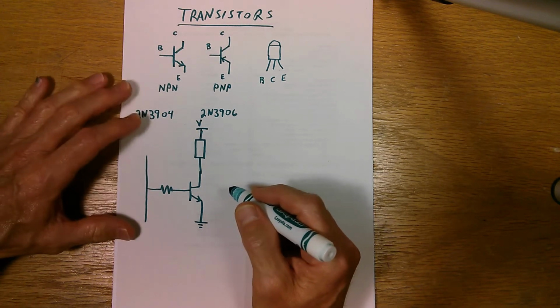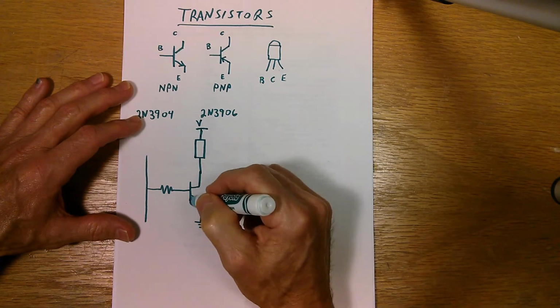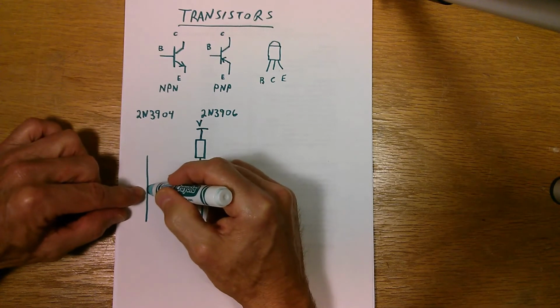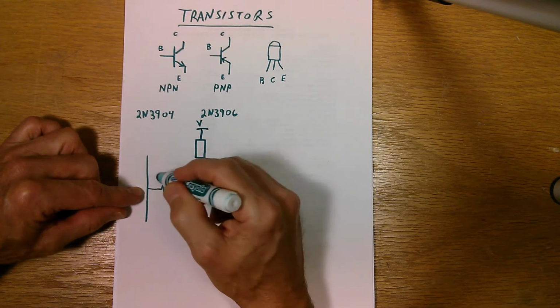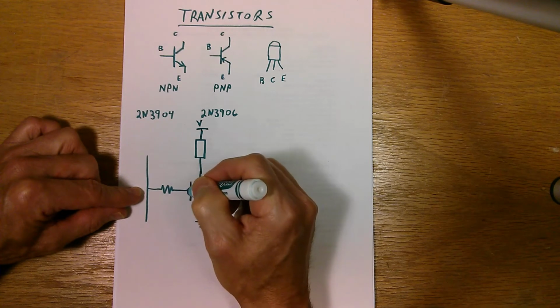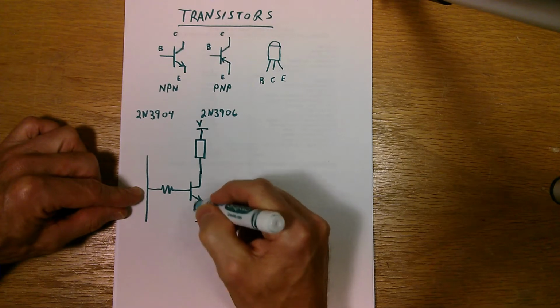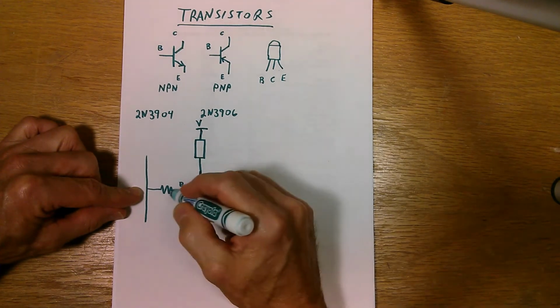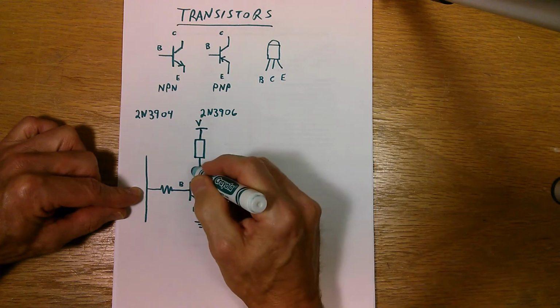So to turn this circuit on, in order to get current to flow through here, you raise this pin on the microcontroller to 5 volts. You make it go high. And so current will flow through the resistor, into the base, and through into the emitter. And then if it's enough current, then the current will flow through the collector to the emitter as well.